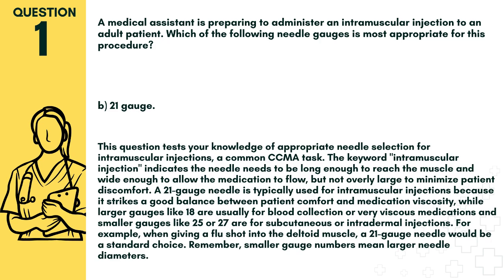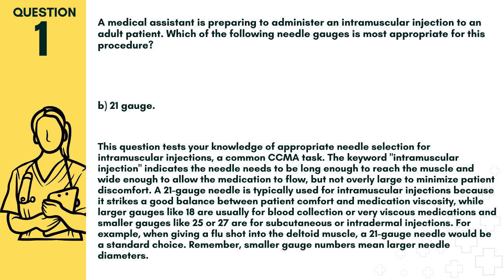Answer: B. 21 gauge. This question tests your knowledge of appropriate needle selection for intramuscular injections, a common CCMA task. The keyword intramuscular injection indicates the needle needs to be long enough to reach the muscle and wide enough to allow the medication to flow, but not overly large, to minimize patient discomfort.